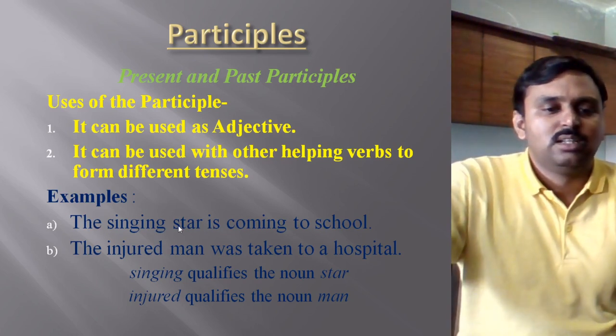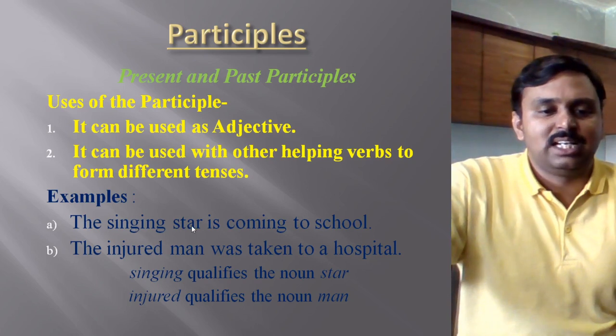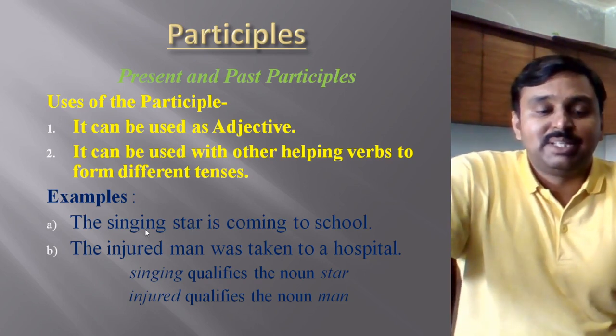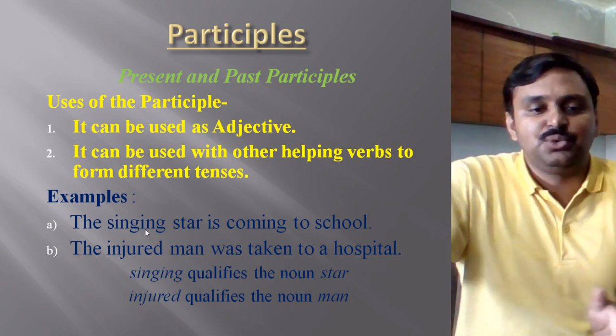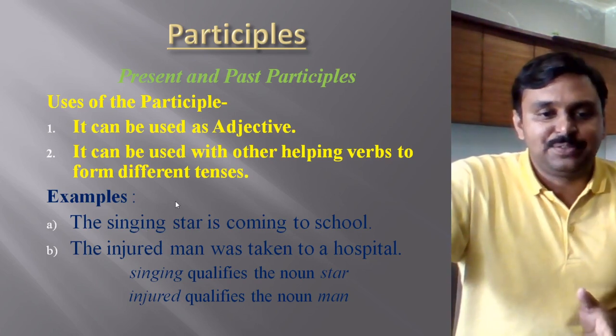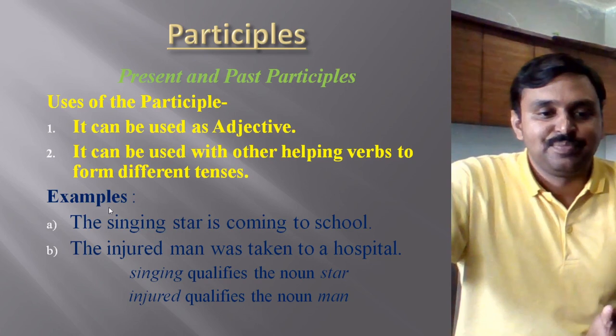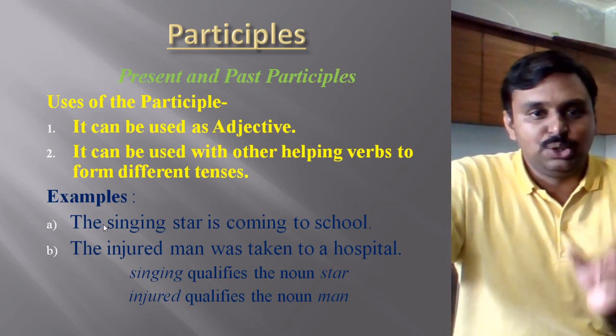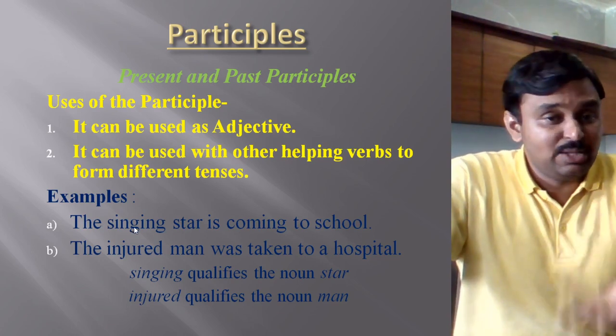Now here I am just talking about singing star. Here singing is an ing participle, but it is working as an adjective, not as a verb, because after that there is a noun, star, and before singing there is no other helping verb. Note the changes I am saying. I am repeating again for you.